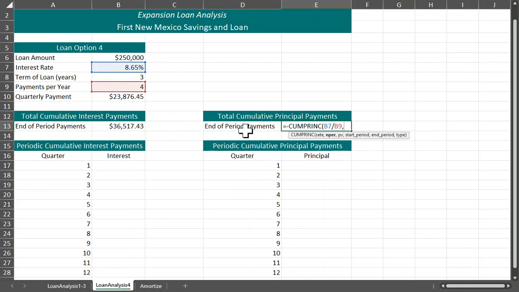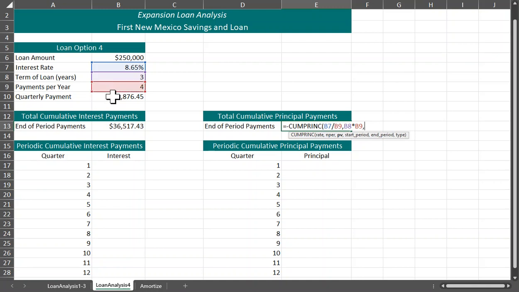The number of payments is B8, which is 3 years, times B9. Now, if you're doing a lot of this, there would be nothing wrong with adding another cell that calculates the total number of payments, or another cell that calculates the periodic interest rate. It maybe makes your formulas a little easier to work with.